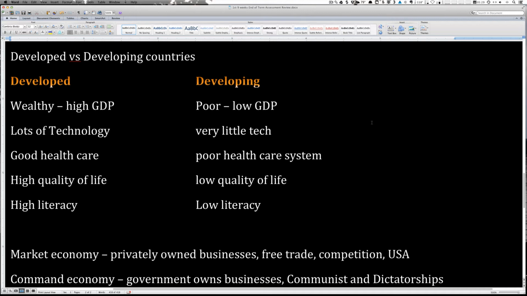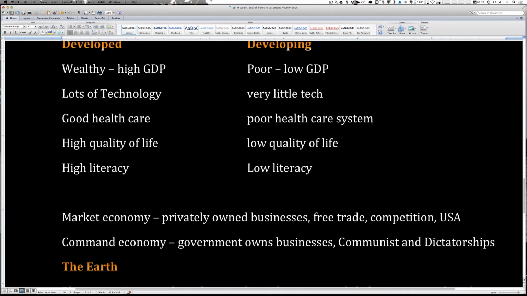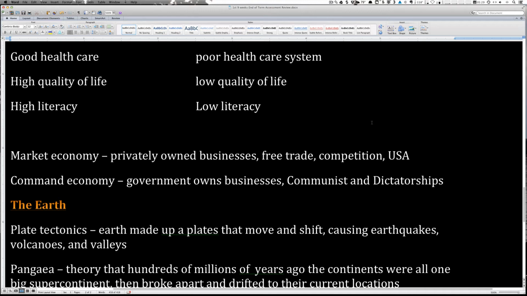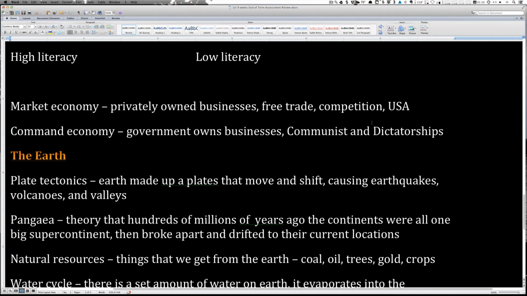And the people that live there live a much, much different lifestyle than we live in our country. We're very fortunate to live in a developed country like the United States. A few more, or two more things as far as the economy goes that we want to talk about.